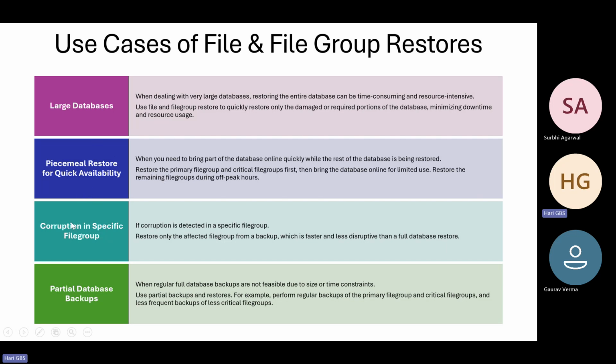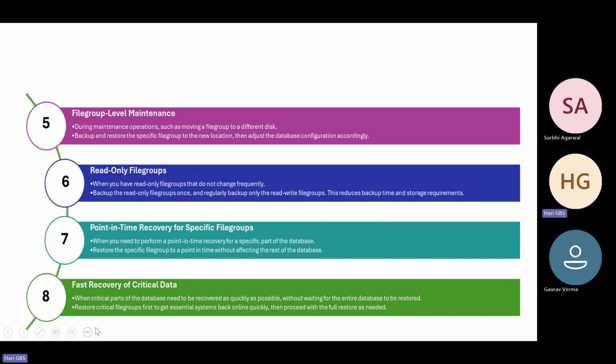Sometimes corruption happens, right? In the last class, we discussed when a database crashed, so we restored to the point of failure. In the same way, corruption can happen in one specific file group. For example, your database has 5 file groups and only one file group was corrupted. Why should we restore all file groups? Instead of that, we can restore only that part. That is also called partial database backups.